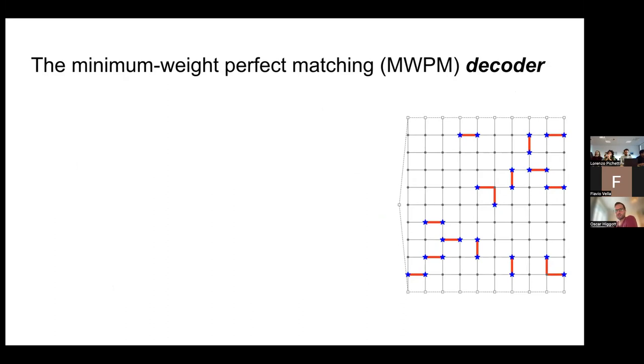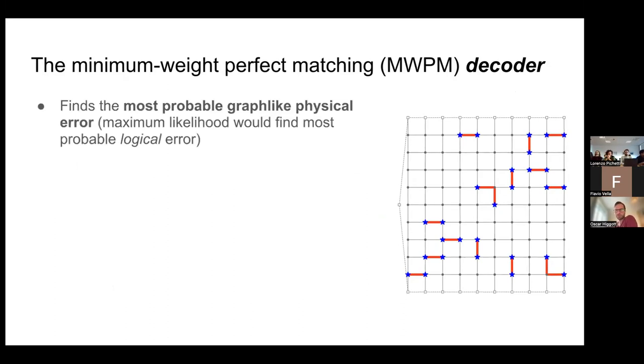So the minimum weight perfect matching decoder finds the most probable graph-like physical error. Given this approximation I just told you, where you only consider the error mechanisms that flip one or two detectors, it finds the most probable set of physical errors. A maximum likelihood decoder would instead find the most probable logical error, graph-like or not. So there's a slight difference here, because I told you before that the decoder only needs to make a prediction of the logical error that has occurred, not the physical error.